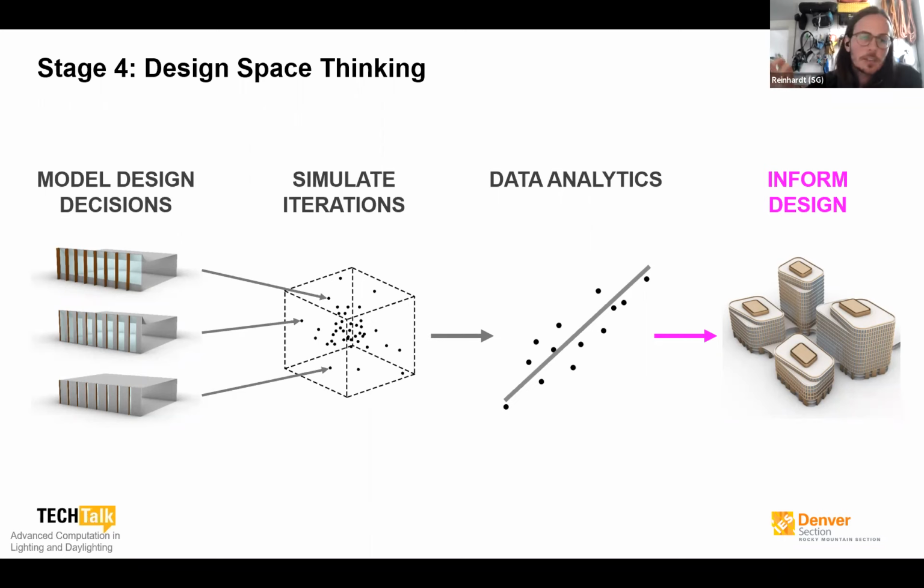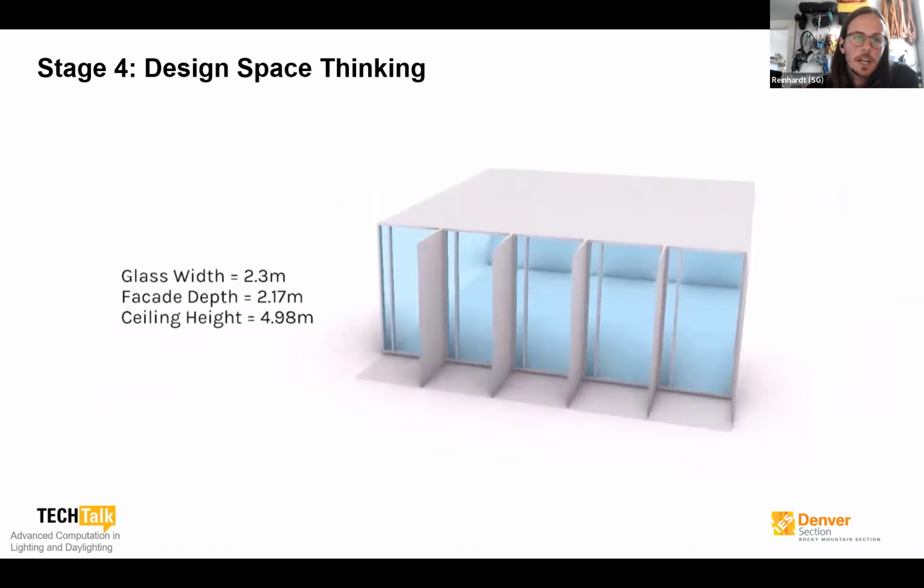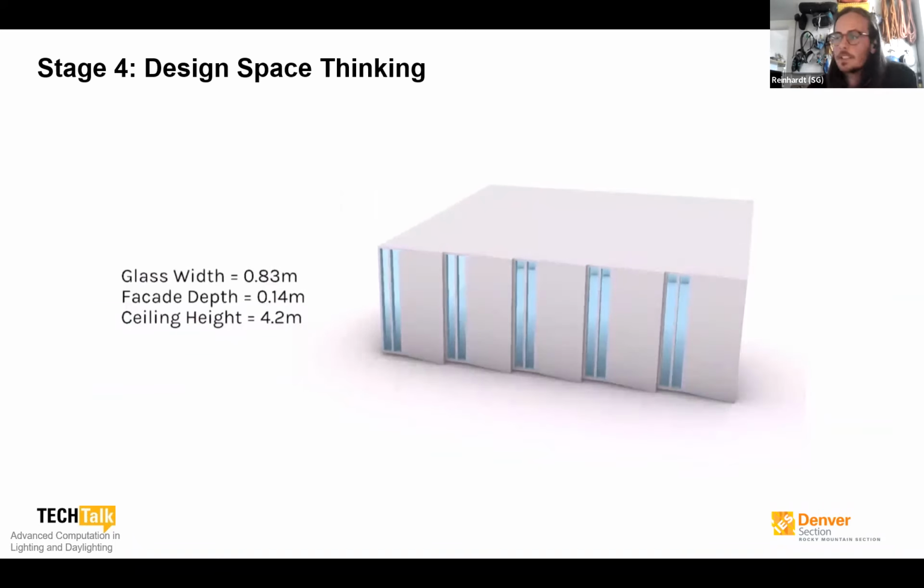Each one of these dots represents a possible solution, and you use your data to analyze and then inform the design. So this is a parametric model. We're changing the glass width, the facade depth, and the ceiling height, right? This is useful geometry play. It speeds up our workflow.